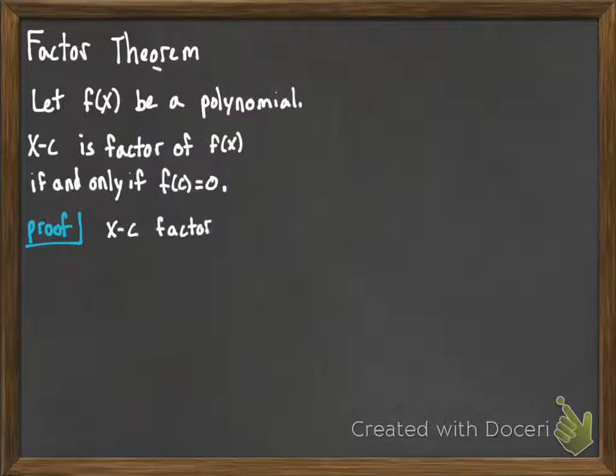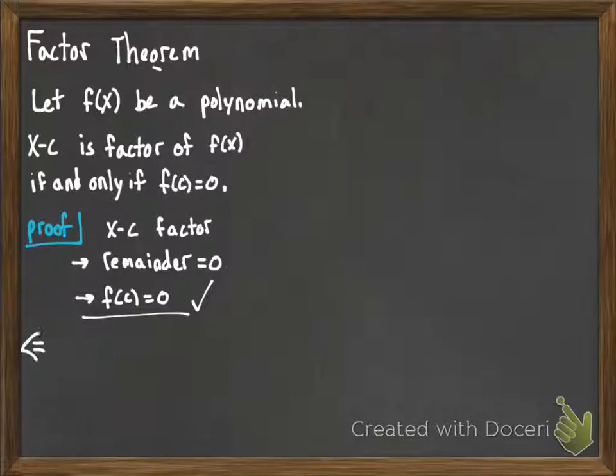Well, if x minus c is a factor, then that means that x minus c divides evenly into f of x. If x minus c divides evenly into f of x, then that means that when we divide by x minus c, we don't have a remainder. But then by the remainder theorem, the remainder is equal to f of c, and so f of c must be 0. And so there it is, the first way.